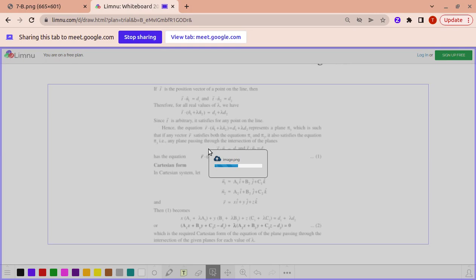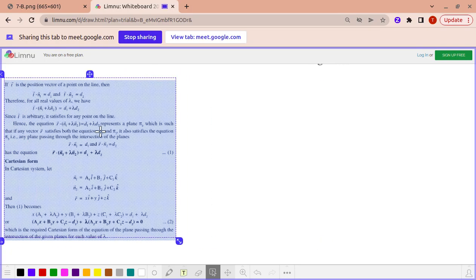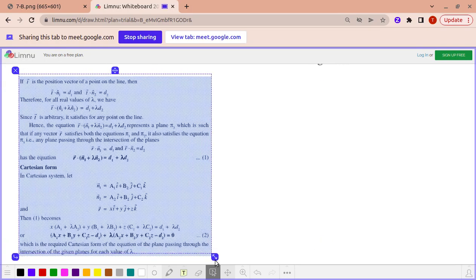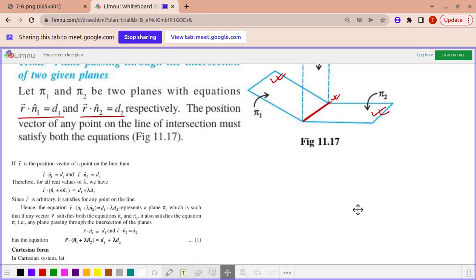So we are considering position vector t on that red line, whatever I showed you earlier. So if I go back, this is the one. In that red line we consider any arbitrary point having the position vector t. If t be the position vector on the line, then that position vector must satisfy both these equations. So that means we get t dot n1 cap equal to d1 and t dot n2 cap equal to d2.